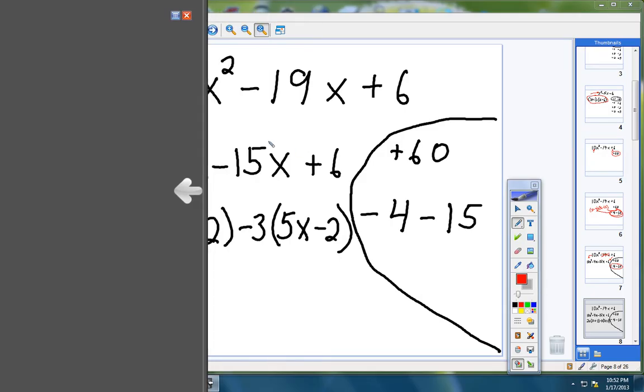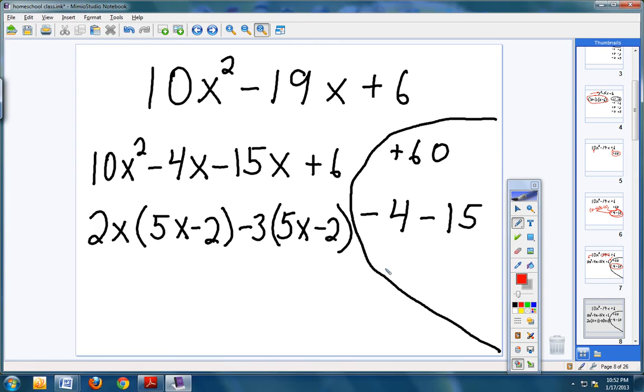When you look at these second 2 terms right here, notice there's a negative sign here, so you do pull out a negative number, okay? Both of these terms did not have an x, so you don't pull an x out. So a negative 15 divided by a negative 3 is a positive 5 with an x. 6 divided by negative 3 is negative 2.